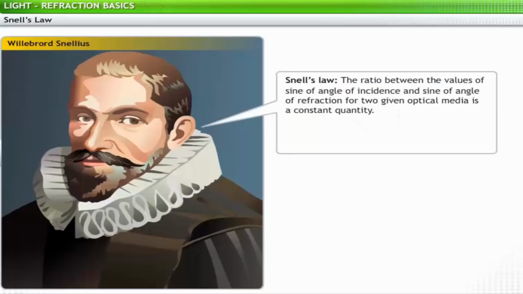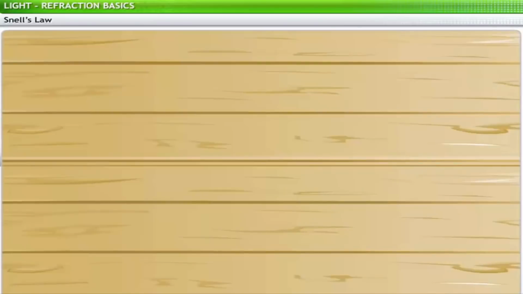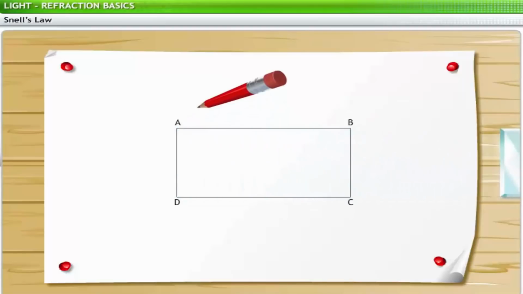According to Snell's law, the ratio between the values of the sine of the angle of incidence and the sine of the angle of refraction for two given optical media is a constant quantity. Snell's law can be verified through an experiment using a glass slab, a white paper, and some pins. For this experiment, we put a glass slab ABCD on a white paper and fix this paper on a wooden board. Next, we mark the boundary of the glass slab with a sharp pencil and then remove the slab.